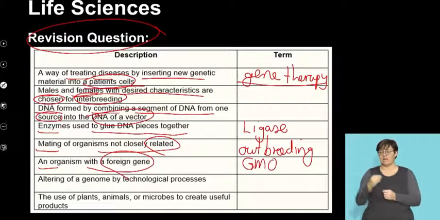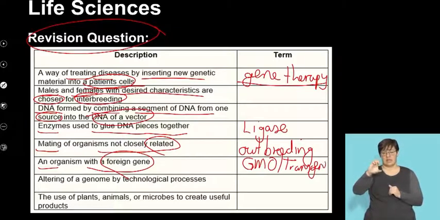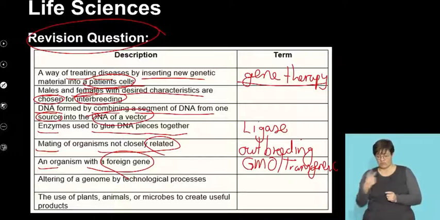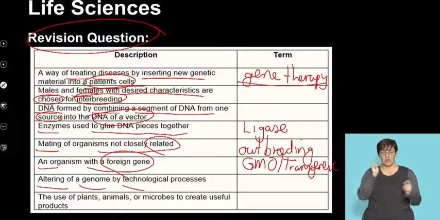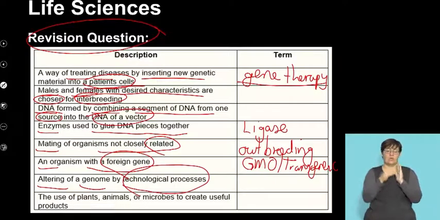An organism with a foreign gene, and that's essentially an individual that we refer to as a genetically modified organism, or some individuals could refer to it as a transgenic organism. So these individuals have got genetic information transferred into them. The altering of the genome by a technological process, and that is called gene editing or genetic modification.